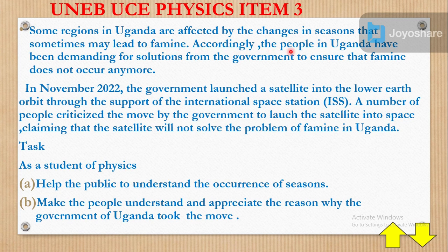Accordingly, the people in Uganda have been demanding solutions from the government to ensure that famine does not occur anymore. In November 2022, the government launched a satellite into lower Earth orbit through the support of the International Space Station, ISS. A number of people criticized the move, claiming that the satellite will not solve the problem of famine in Uganda.